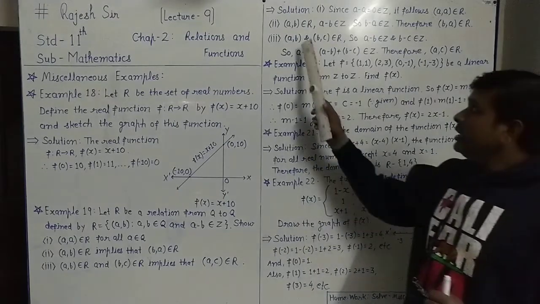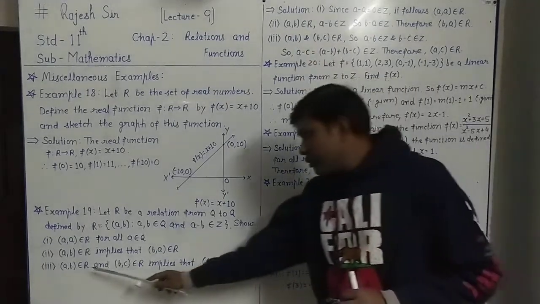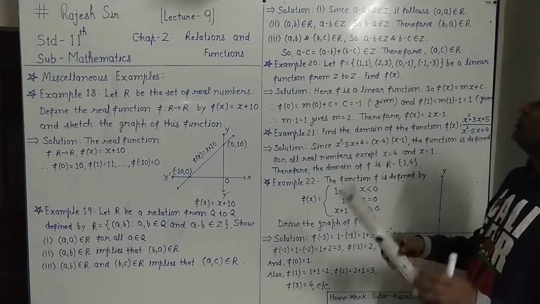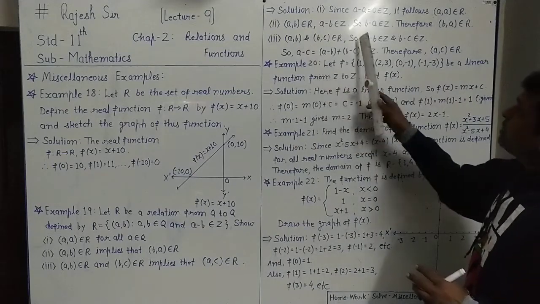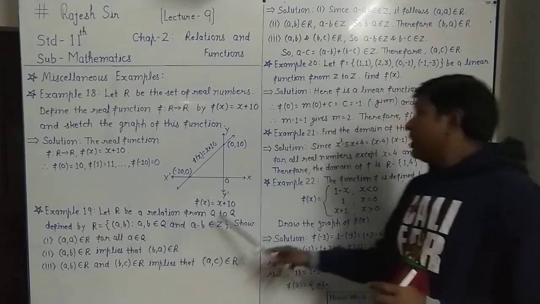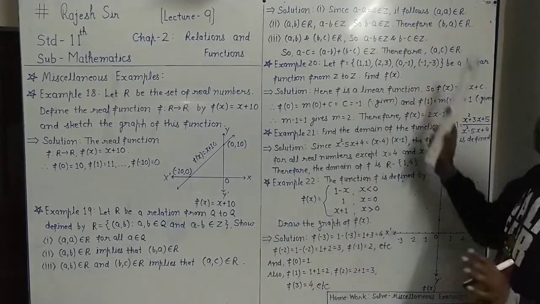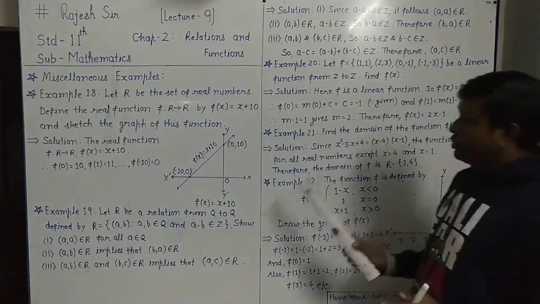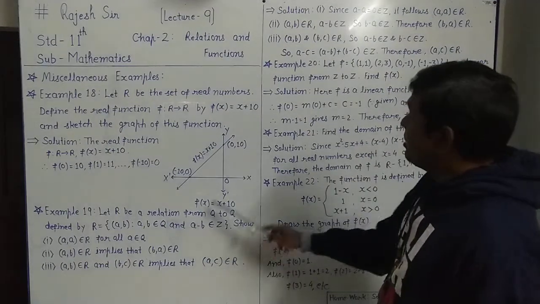Third, AB and BC both belong to R, it is given. Means A minus B belongs to Z by definition, and if you take BC, then B minus C belongs to Z. This too is given. Now we want to show that A minus C. What about A minus C?